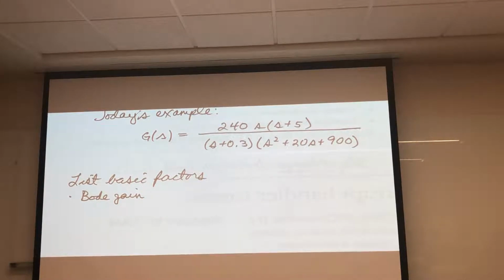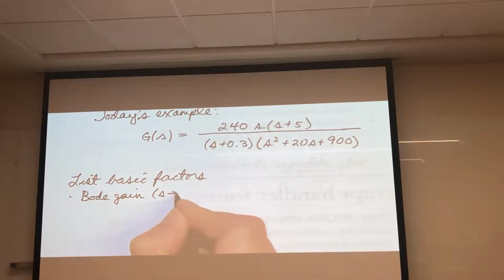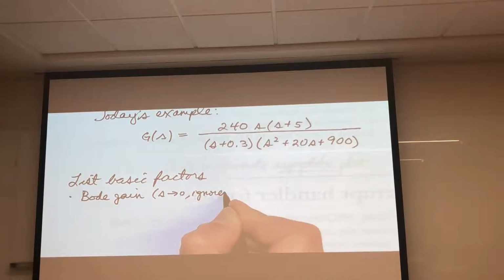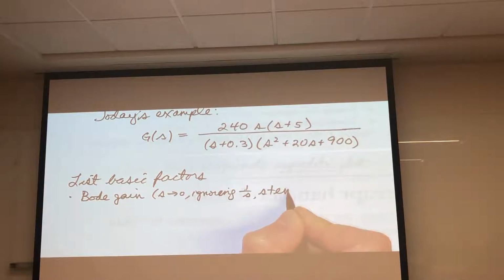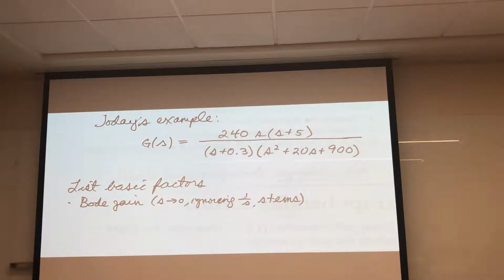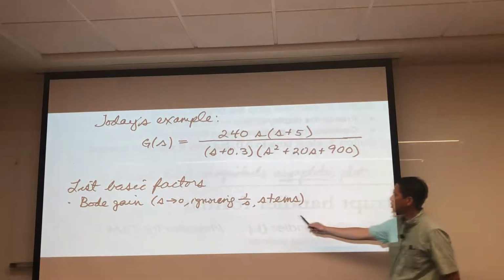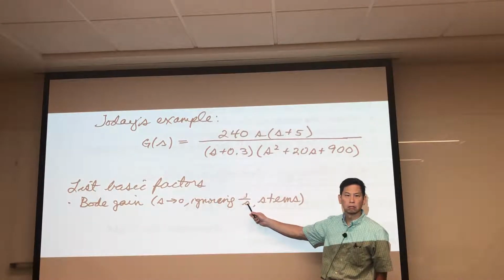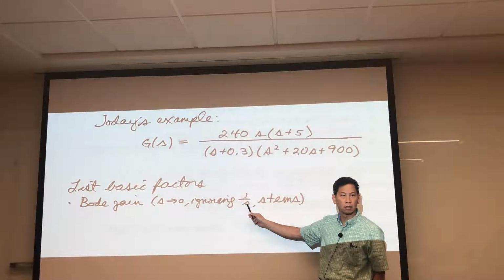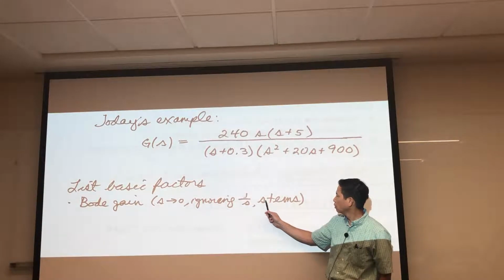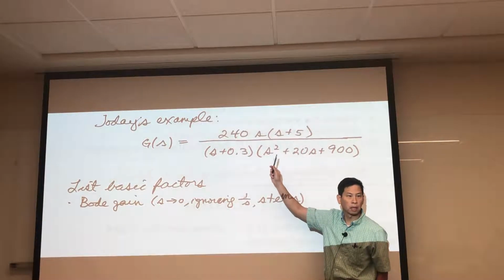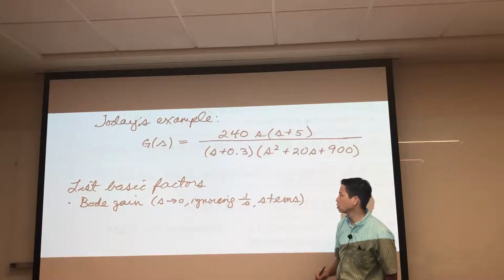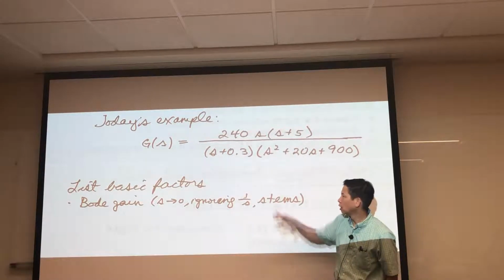And remember, the Bode gain is you let S go to 0, ignoring 1 over S and S terms. You need to ignore terms that are 1 over S or S, because if you let S go to 0, 1 over 0 goes to infinity. And we can't plot that. Even if we take the log of it and do it in dB, that's still infinity. If you let S go to 0 here, then you get the gain is 0. And when you take it in dB, you get minus infinity. So neither one of those is easily plotted. It will shift the picture up and down.